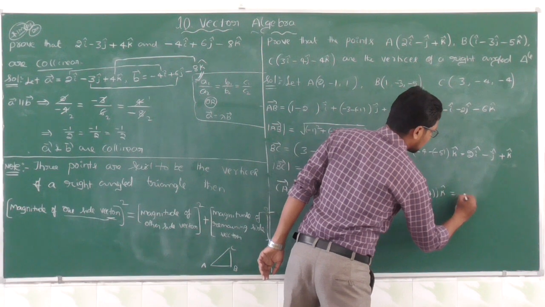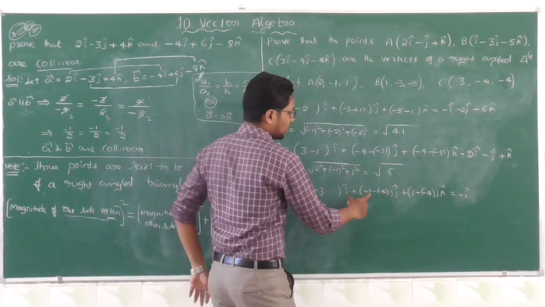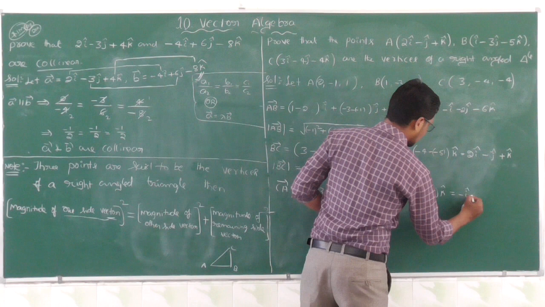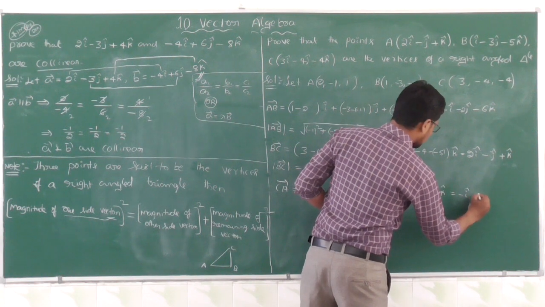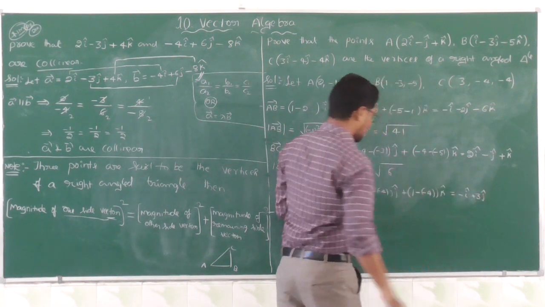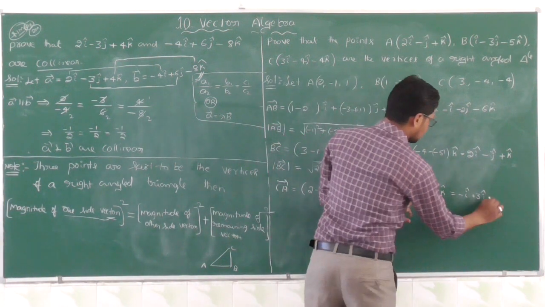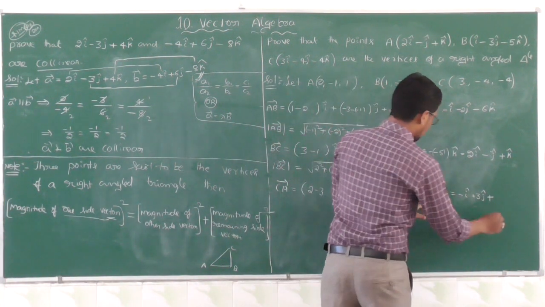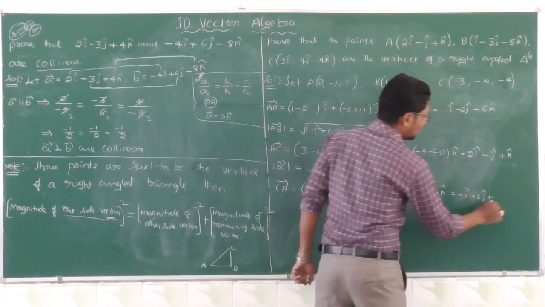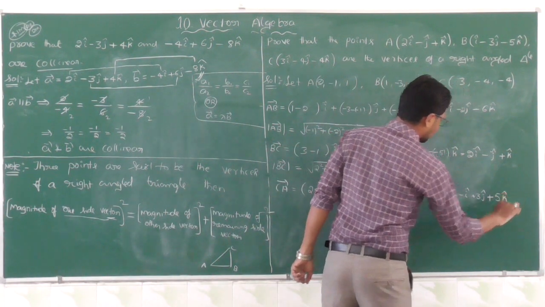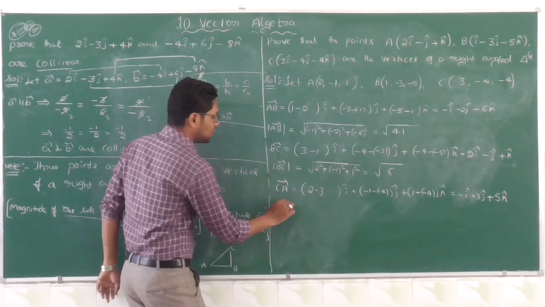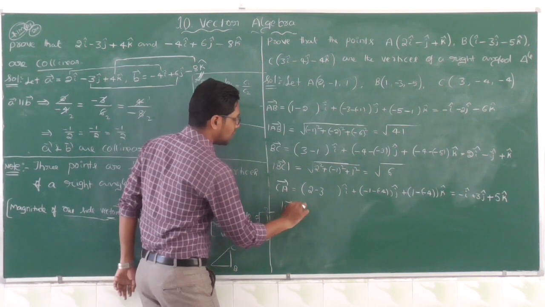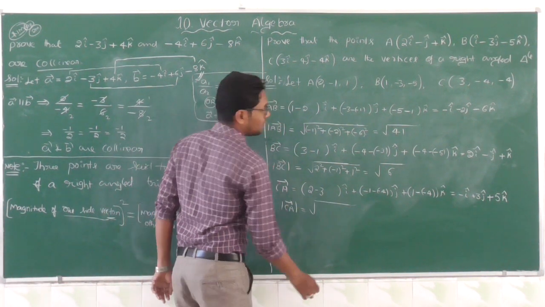That is minus i. Next, minus 1 plus 4 is how much? Plus 3j. Next, plus 1 plus 4 is 5, 5k. Okay. Magnitude of CA vector. Find out the magnitude of CA vector.